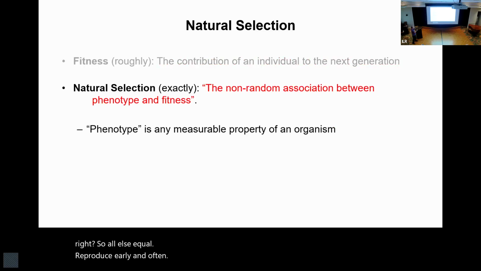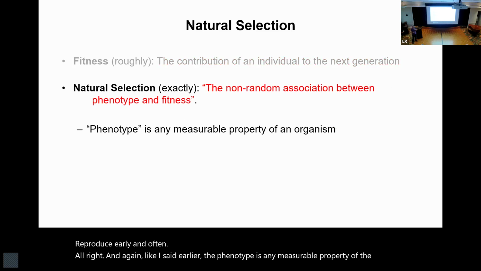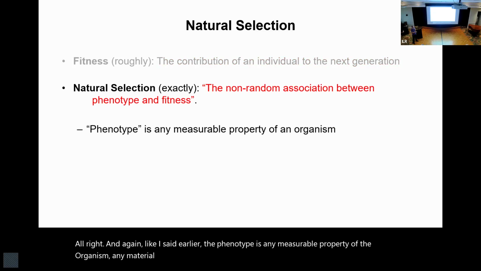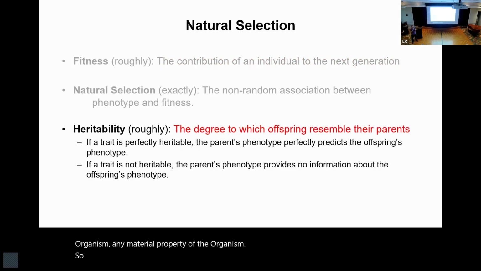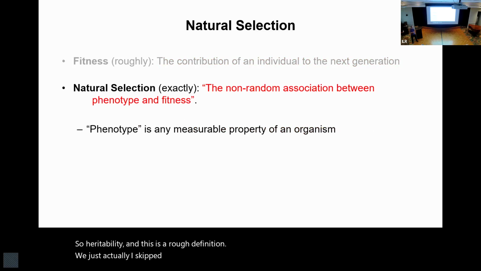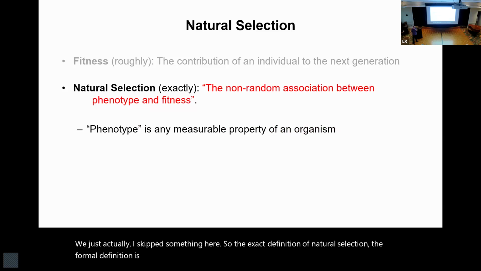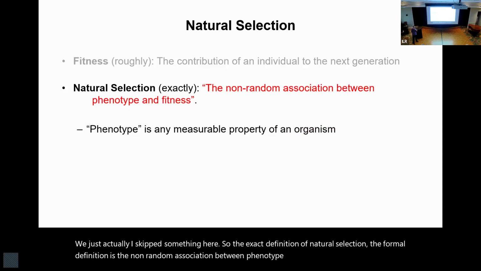All right. And again, like I said earlier, the phenotype is any measurable property of the organism, any material property of the organism. So heritability, and this is a rough definition. Actually, I skipped something here. So the exact definition of natural selection, the formal definition, is the non-random association between phenotype and fitness.